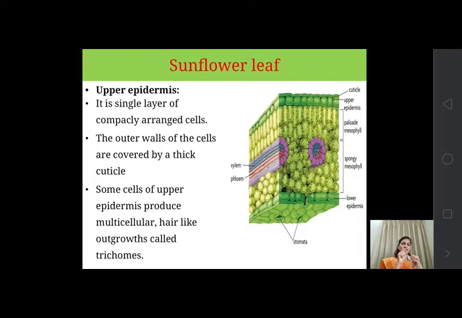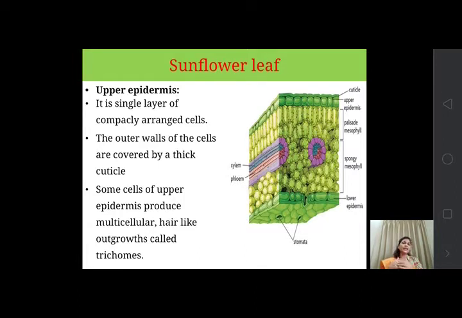So this rough texture is due to the presence of some multicellular hair-like outgrowths. From the upper epidermis, these hair-like multicellular projections develop. Okay, so these upper epidermal tissues produce these multicellular hair-like outgrowths, which are known as the trichome. We have seen the various types of trichomes in our previous lecture. So this multicellular trichome is present on the upper side of the epidermis.